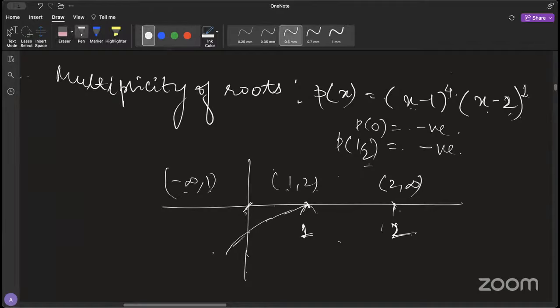Okay, so that means your graph should go like this. And because at 1 the multiplicity is 4, it's going to turn. If the multiplicity is even, it goes like this. If the multiplicity is odd, it goes like this. With even multiplicity, it touches the axis and turns; with odd, it crosses. So at 1, you have multiplicity 4, which is even, so it should go like this.